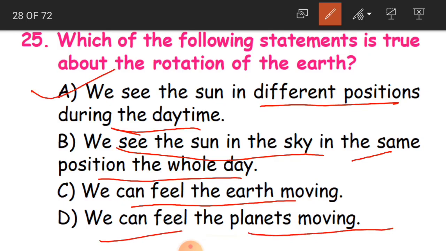So what happens? We see the sun in different positions. Early morning in one position, like 9 to 10 in the morning in one position, again afternoon in another position. So when the sun rises in the east and sets in the evening, the position accordingly changes every 1 or 2 hours. So we see the sun in different positions during the daytime. Clear, children?